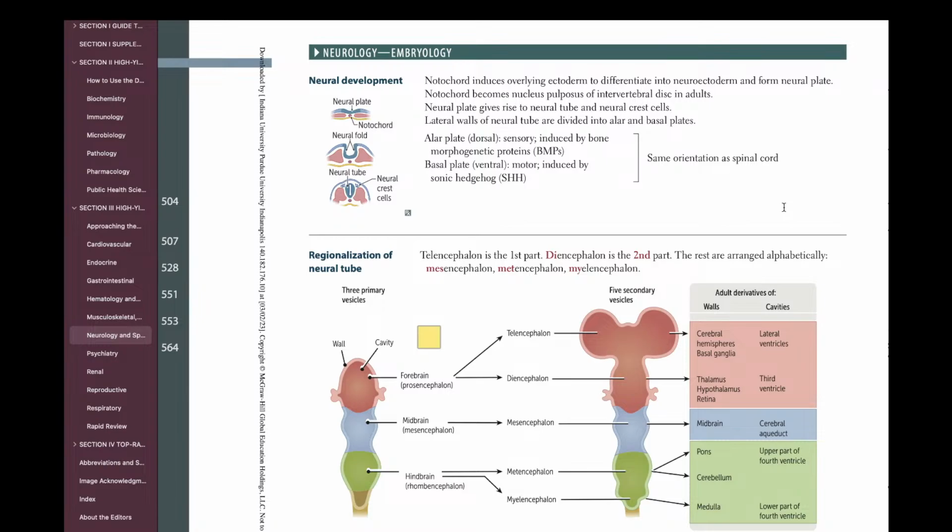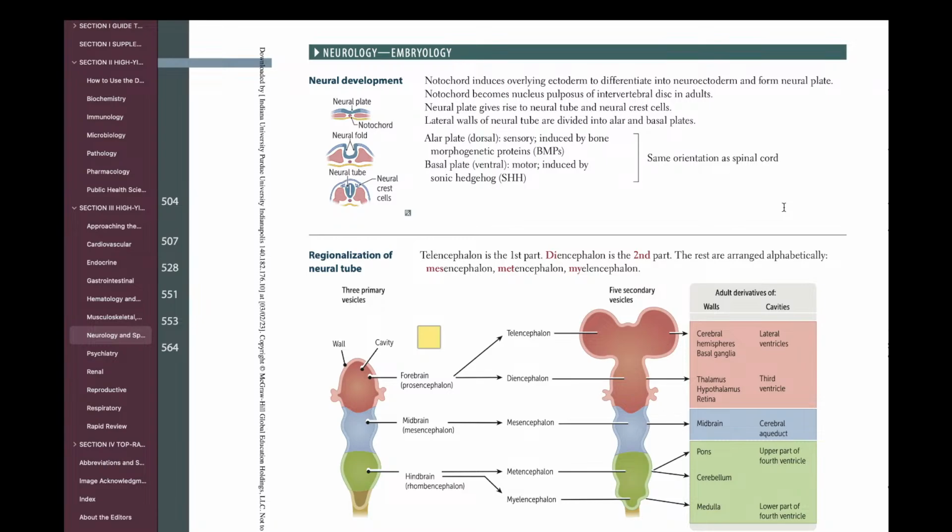Notochord induces overlying ectoderm to differentiate into neuroectoderm and form neural plate. Notochord becomes nucleus pulposus of intervertebral disc in adults. Neural plate gives rise to neural tube and neural crest cells. Lateral walls of neural tube are divided into alar and basal plates. The alar plate is dorsal. It is sensory. It is induced by bone morphogenic proteins, BMPs. And the basal plate is ventral. It's motor induced by sonic hedgehog.